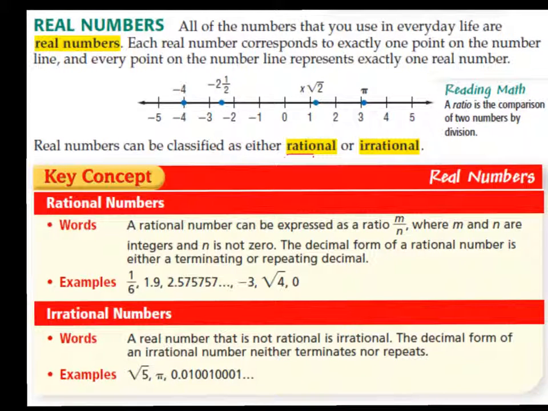A rational number can be expressed as a ratio, m over n, where m and n are integers, and n is not 0. The decimal form of a rational number is either a terminating or repeating decimal. So 1/6 is a ratio of 1 to 6. 1.9 could be written as 19 over 10, so it's a ratio. 2.57 looks like repeating, is a ratio. -3, square root of 4, which happens to be 2, and 0.